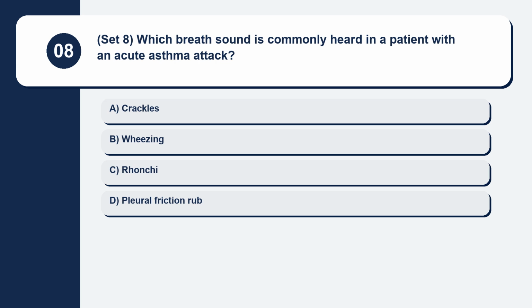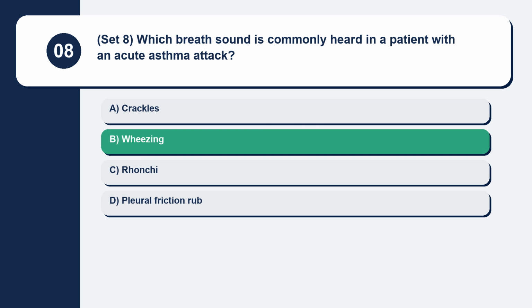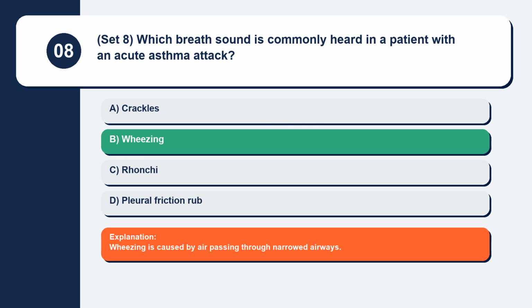Question 8, Set 8. Which breath sound is commonly heard in a patient with an acute asthma attack? Crackles, wheezing, rhonchi, pleural friction rub. Wheezing is caused by air passing through narrowed airways.